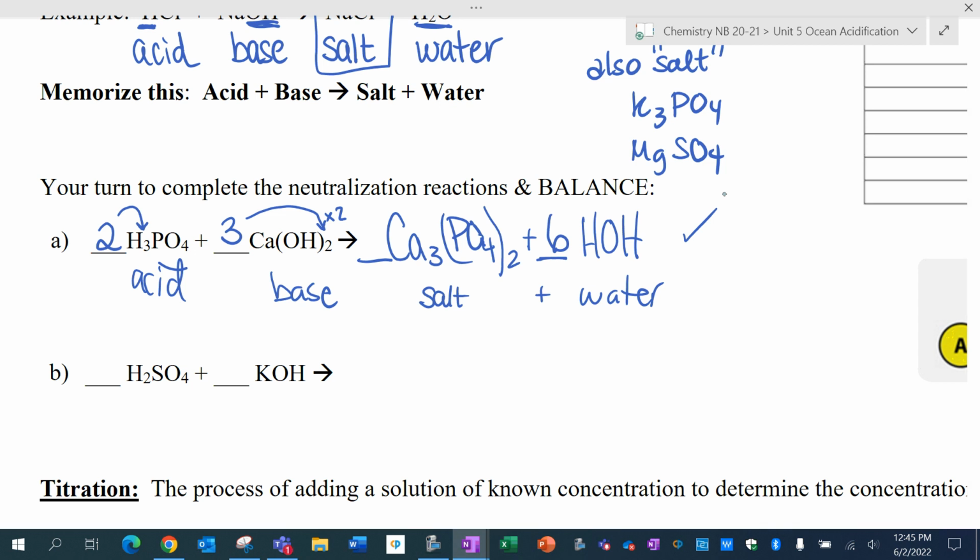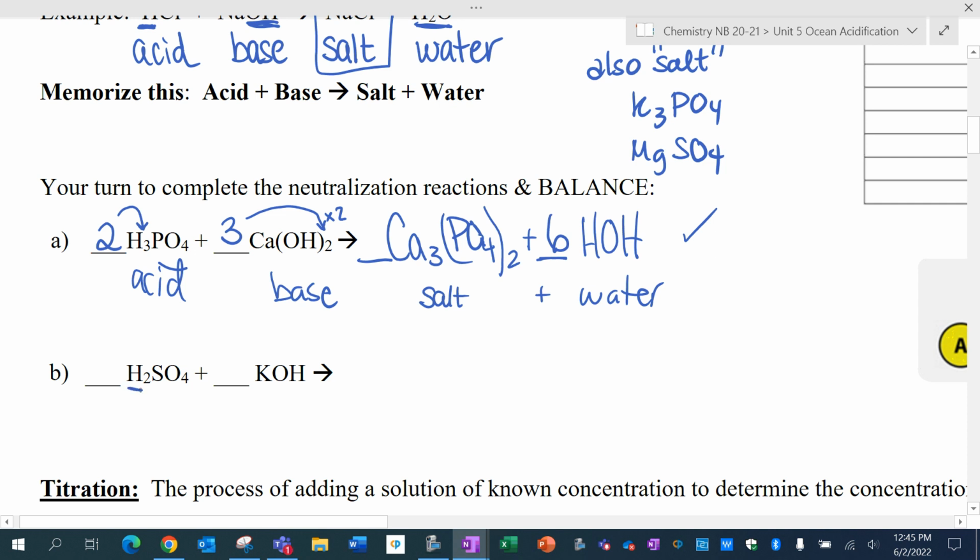So remember, balanced means you get the same number of atoms on each side. So I've got 3 calciums on the right, I've got 3 calciums on the left, I've got 6 hydroxides, 6 hydroxides, got 6 hydrogens, 6 hydrogens, and then what else? 2 phosphates.